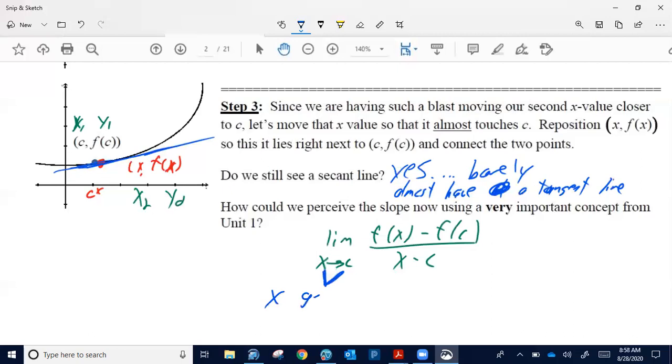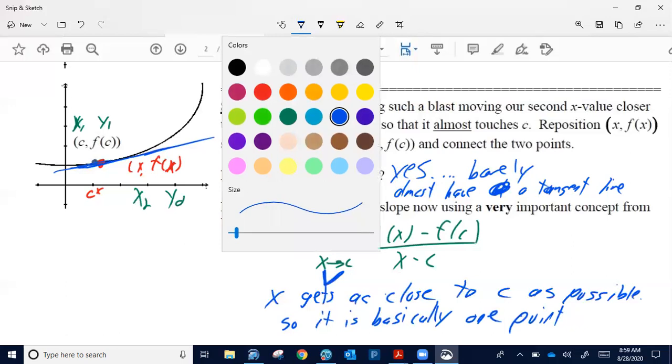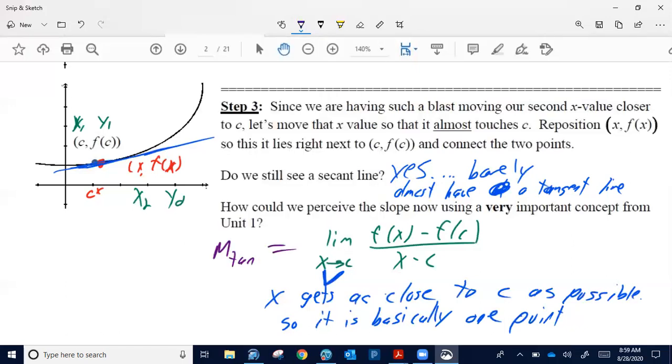So this is saying x gets as close to c as possible. So it is basically 1 point. There's two spots, X and C, but they're so close, we can't tell the difference. It's like maybe C is at 2 and X is at 2.00000000, an infinite number of zeros and a 1. That's what this limit lets us do. Put X and C almost on top of each other and then figure out the slope between those two. And the slope between those 2 points is basically the slope of 1 point. So this is really the slope of a tangent line.